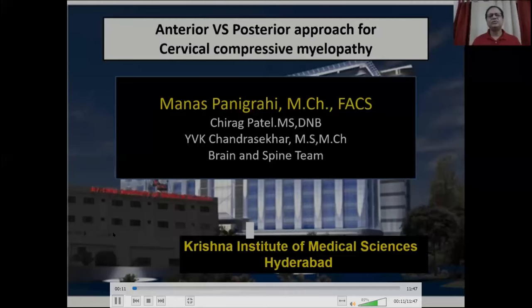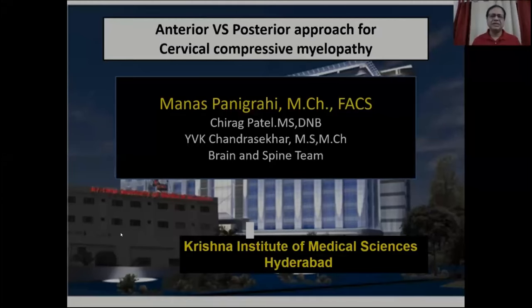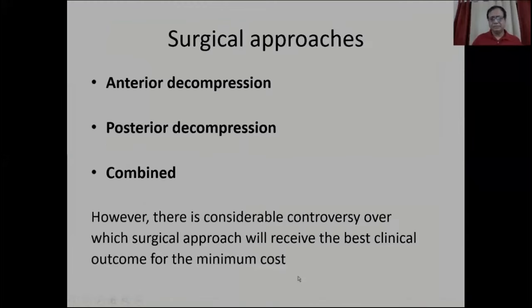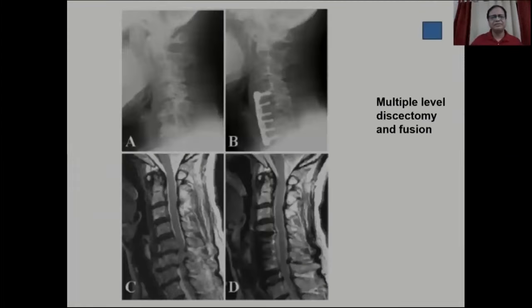When to do the anterior or the posterior approach. There's no controversy when you have a single or two-level involvement, but when three or more levels are involved, one has preferences to do anterior and posterior. And how do we decide? Like a patient who comes like this with multiple level involvement, which is better? Whether anterior only is better or posterior only is better or doing it combined? And in a setup like this, in our country, we have to decide the minimal surgery with the minimal cost with the best outcome.